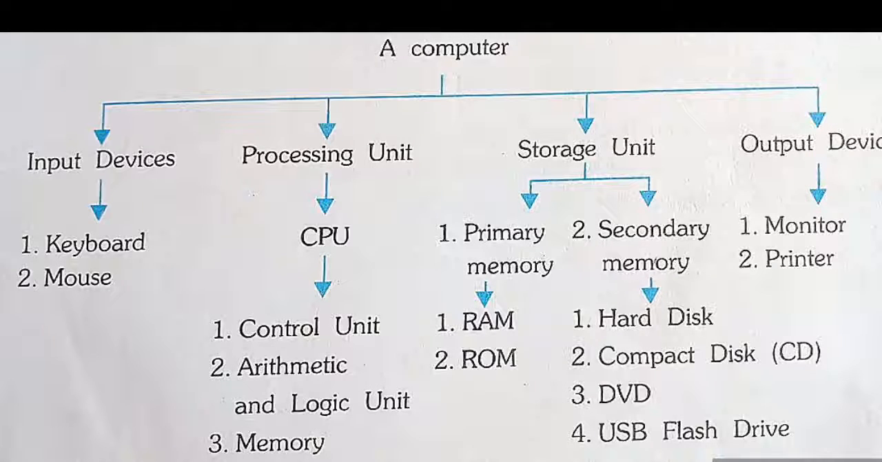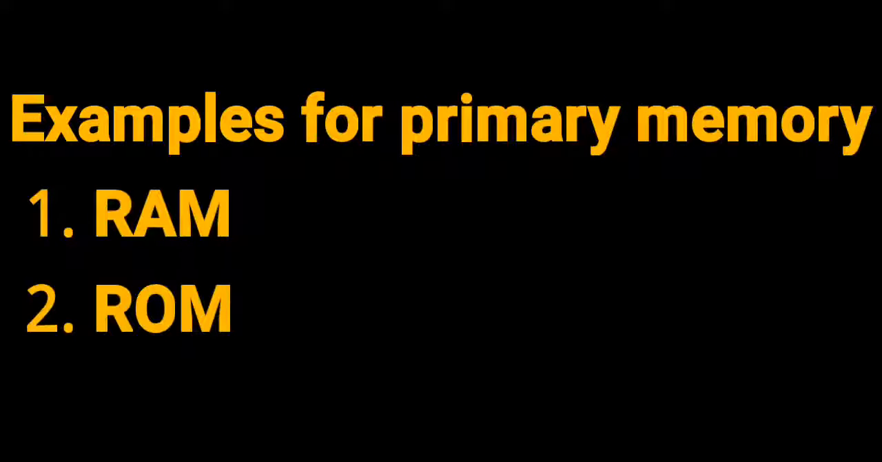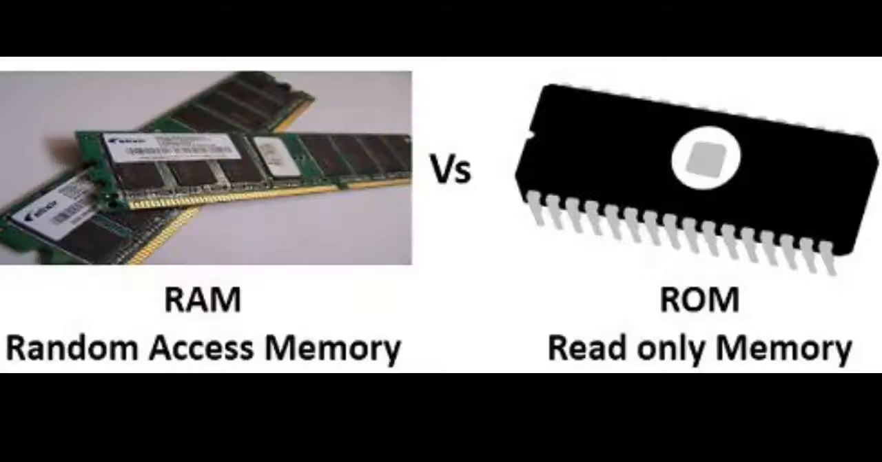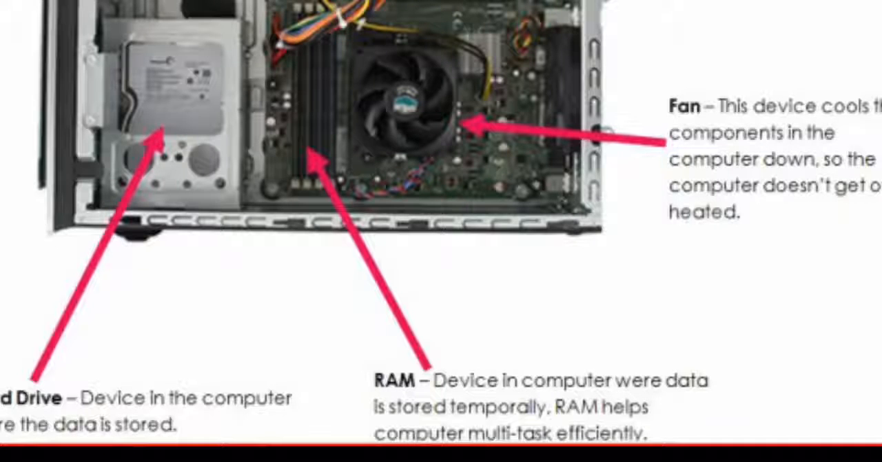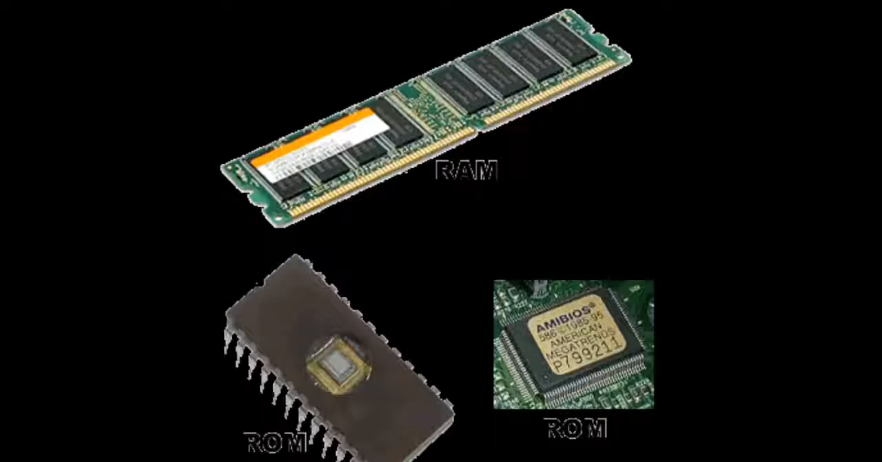See here, RAM and ROM. RAM means random access memory. In RAM, the storage of data is temporary. ROM, read only memory. The storage of data is permanent. Which is the permanent memory in the computer system? ROM, read only memory, is the permanent storage memory of the computer system.